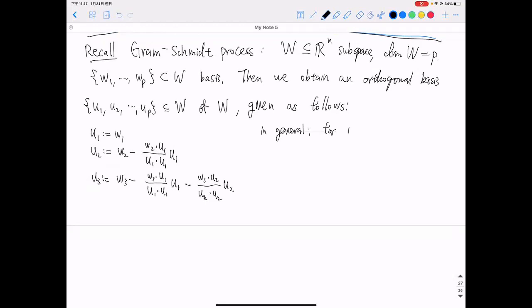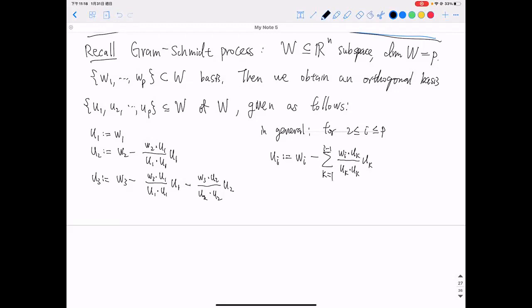for every I from 2 up to P, Ui is given by modifying Wi by subtracting the following thing: some portion of UK where K goes from 1 to I minus 1. The portion is UK dot UK in the denominator, Wi dot UK in the numerator.